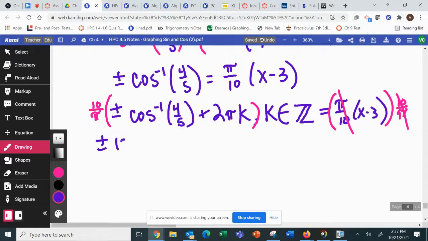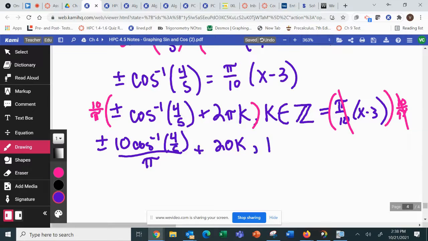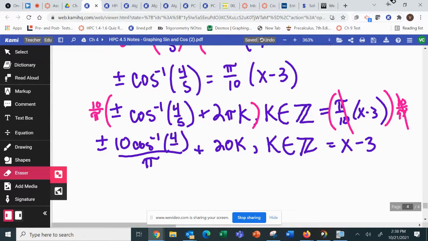So I'm going to write it as 10 cosine inverse 4/5 over pi plus 20k, where k is an integer, equals x minus 3. Now my 5 is gross, so I'm going to fix my 5.